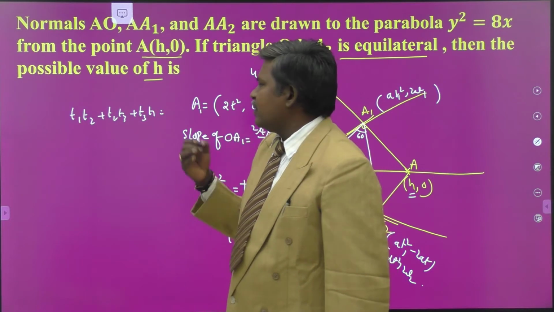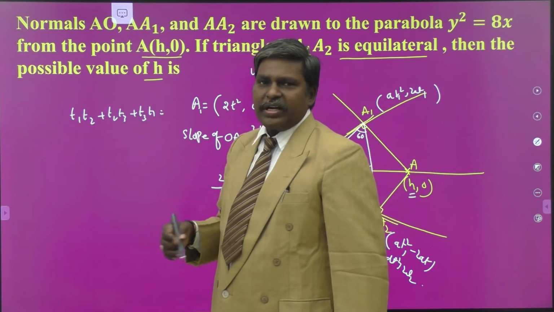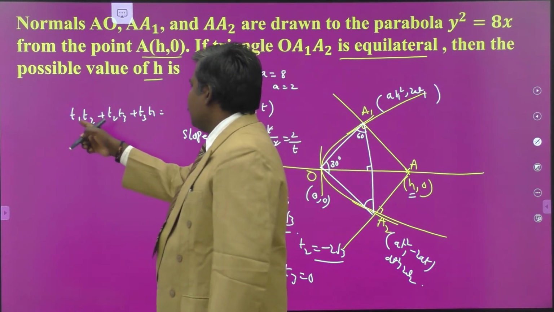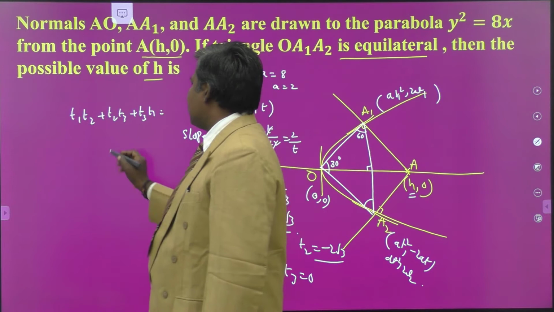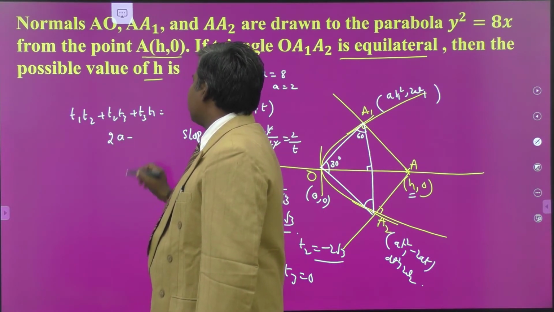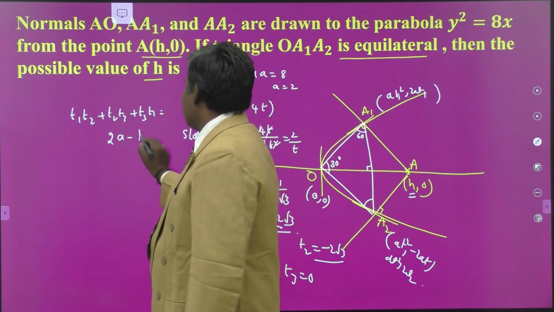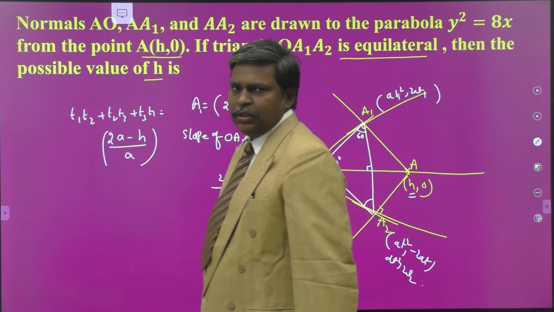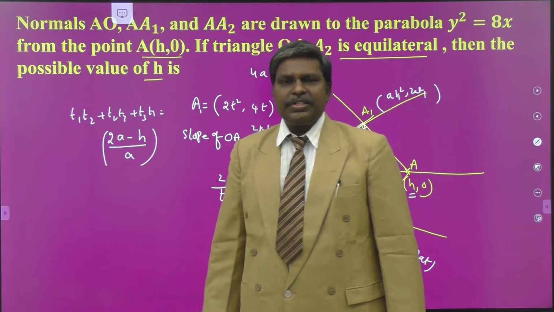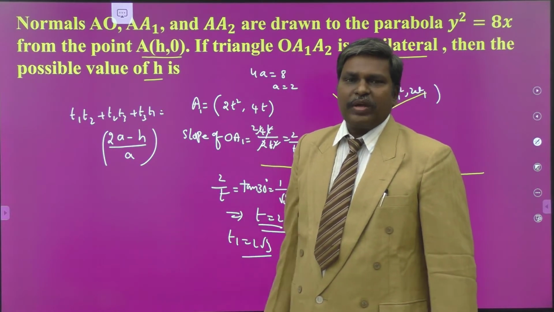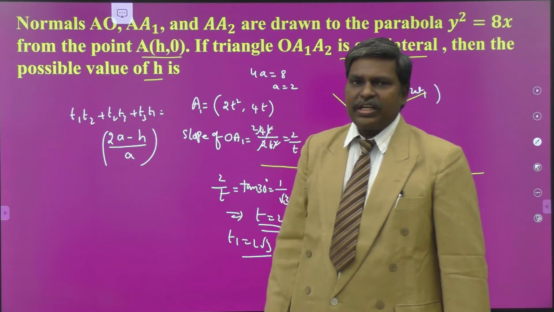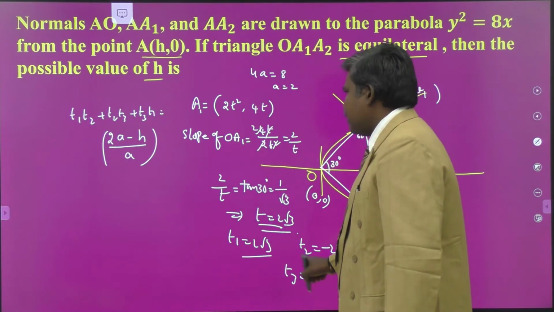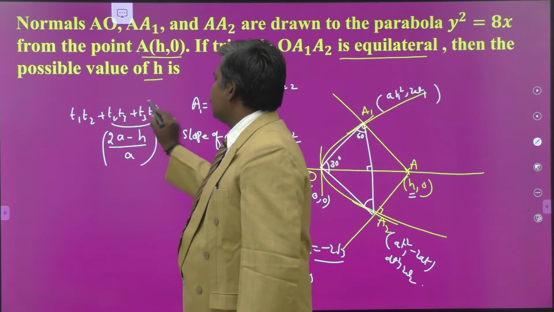Sum of the roots, sum of the product of roots taken two at a time, product of the roots, from the cubic equation of the normal itself. T1 T2 plus T2 T3 plus T3 T1 is equal to (2a minus x1) by a. Here x1 is h. This is the formula. Sum of the roots T1 plus T2 plus T3 is 0. Product of the roots is y1 by a. Sum of the product of the roots taken two at a time is (2a minus x1) by a. Here, my dears, T3 is 0. These two terms become 0.